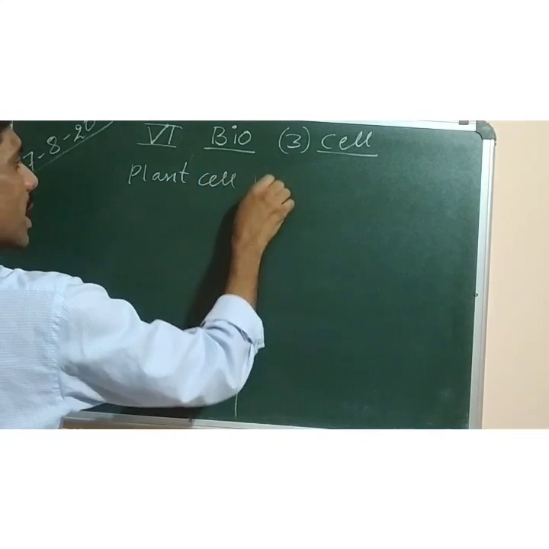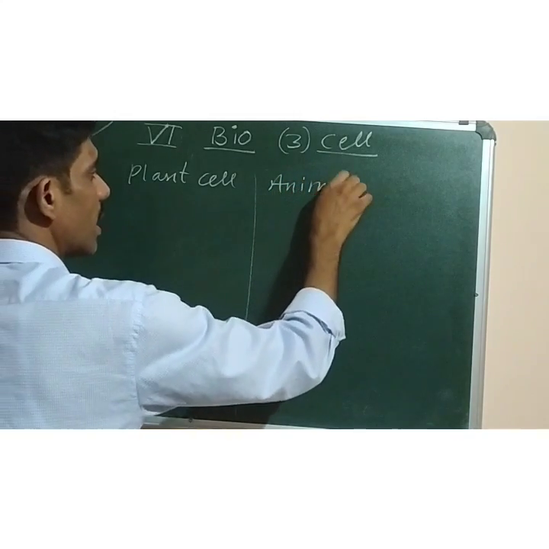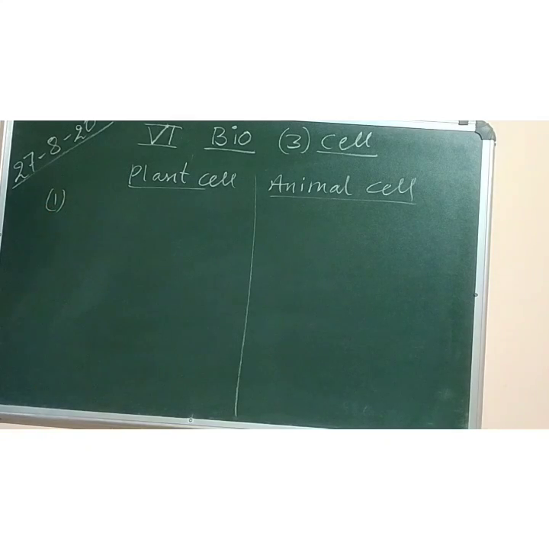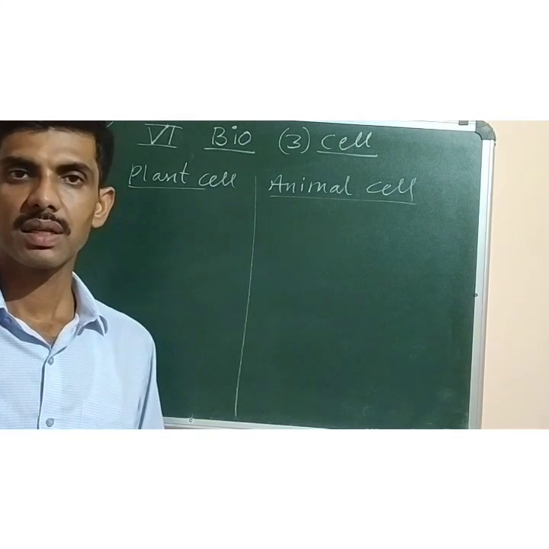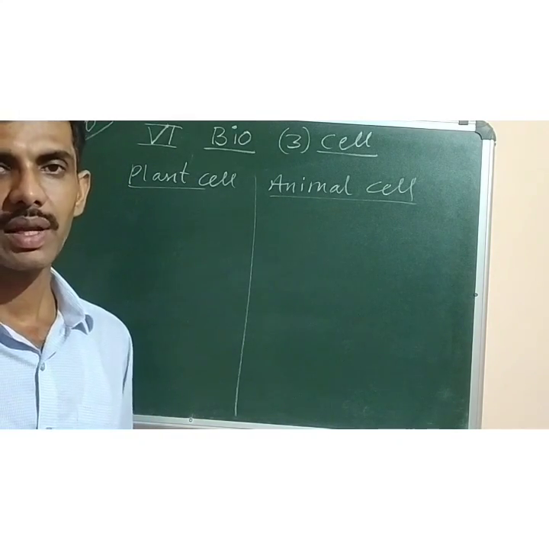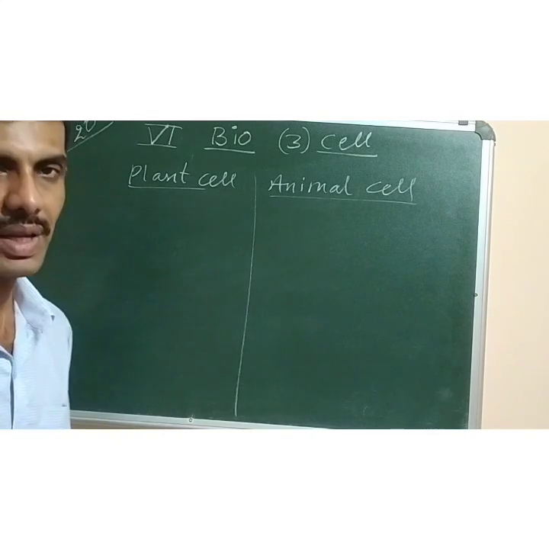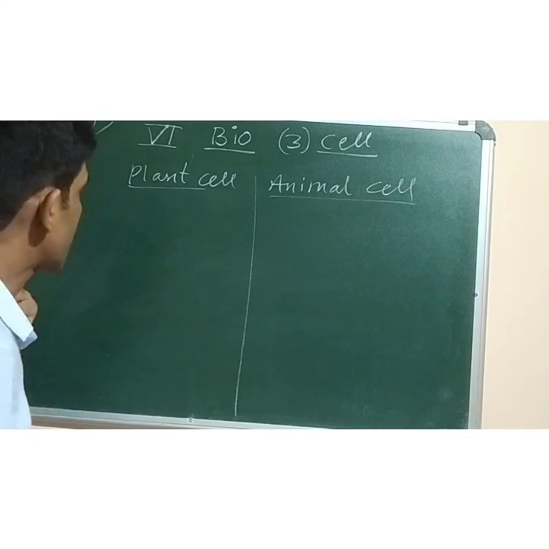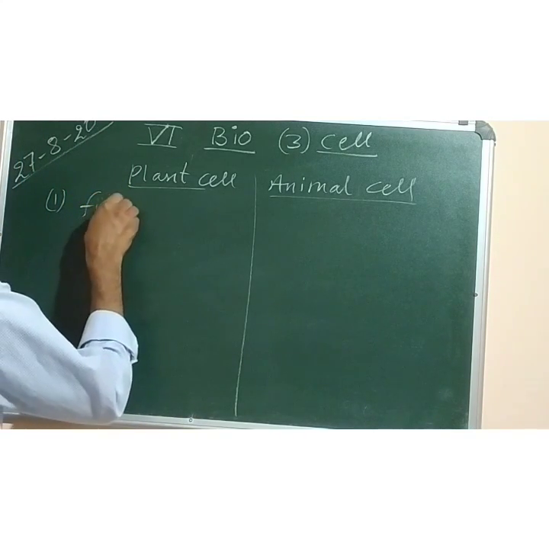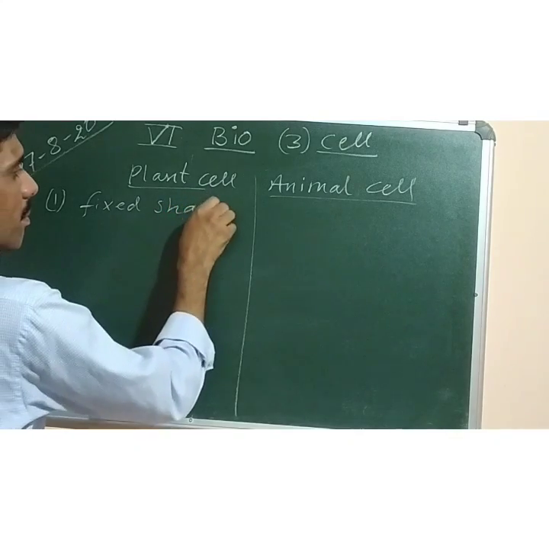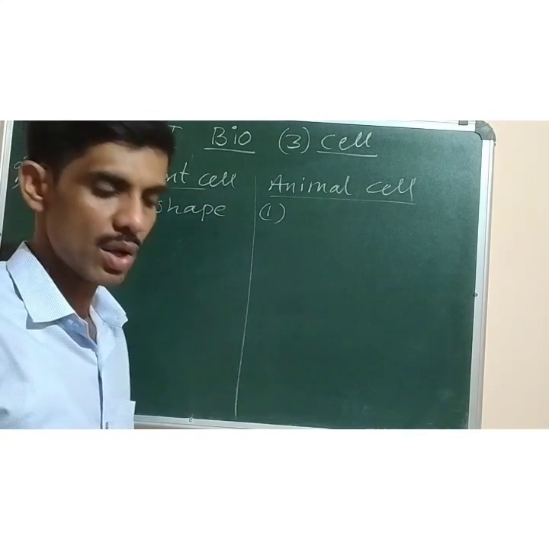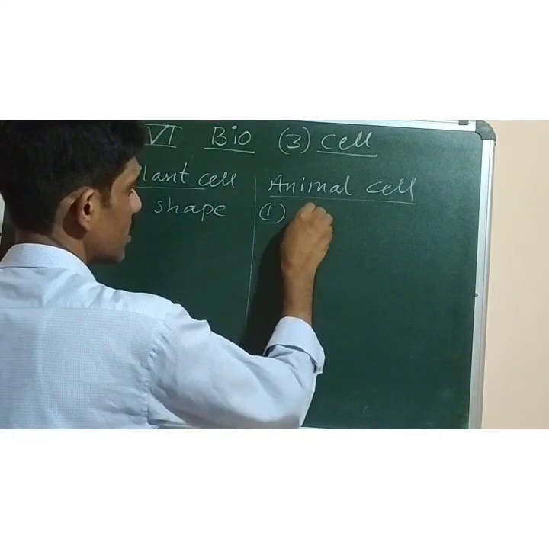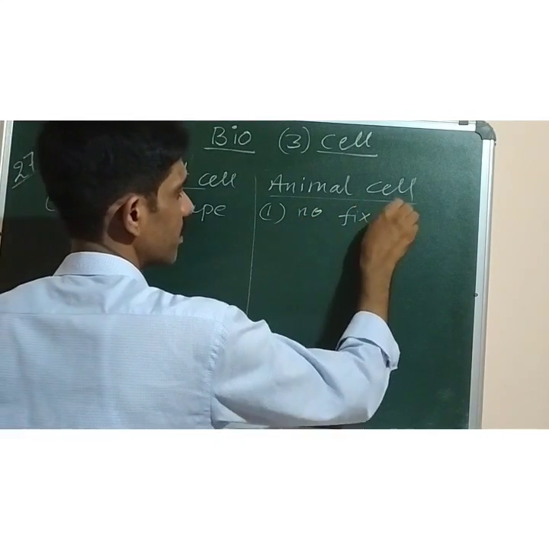Alright? Plant cell, animal cell. What are the differences? Number one, plant cell, it is rectangular in shape, or it's bigger in size. So plant cells have a fixed geometrical shape. In your book it is given fixed shape. But animal cell, first point you can write no fixed shape. It means the shape of animal cells can vary. So no fixed shape you can write.